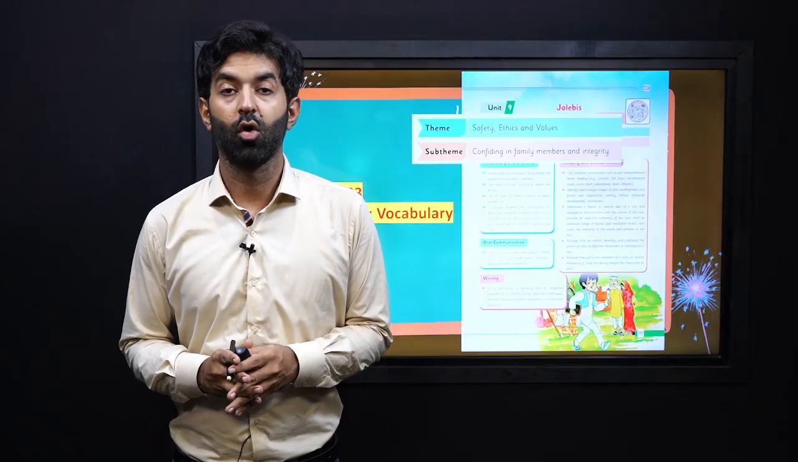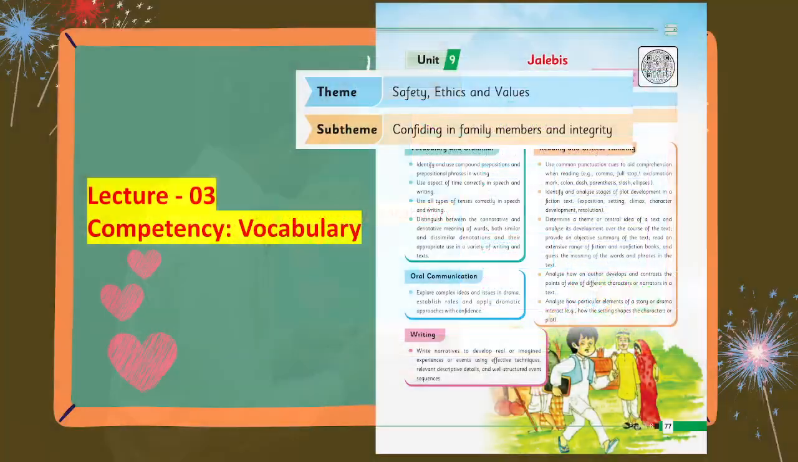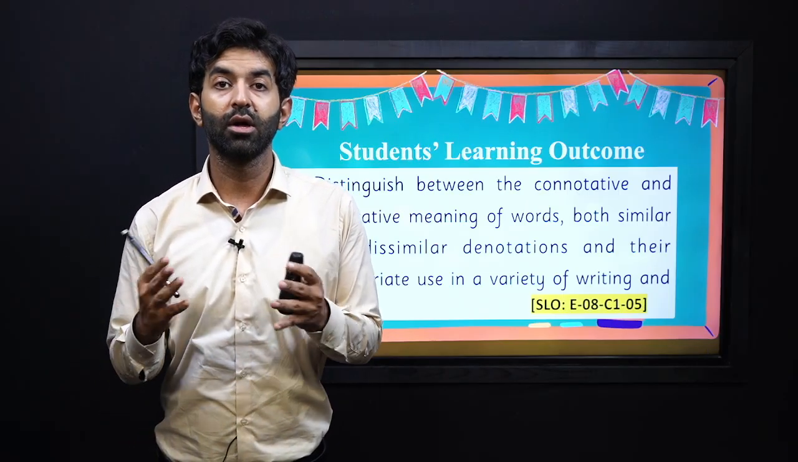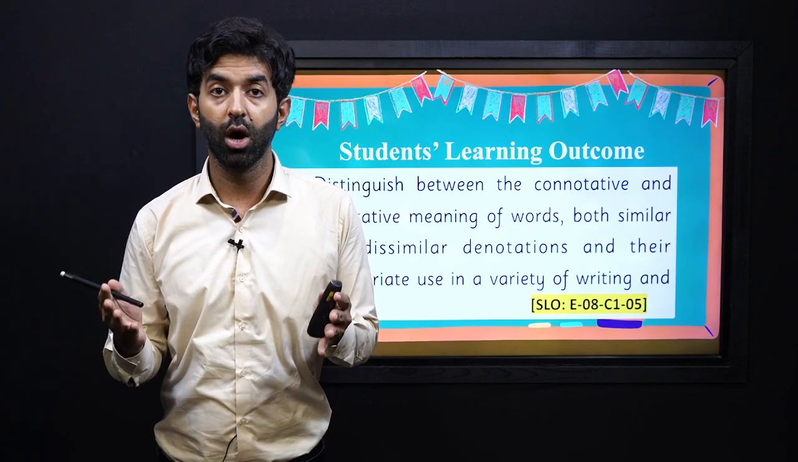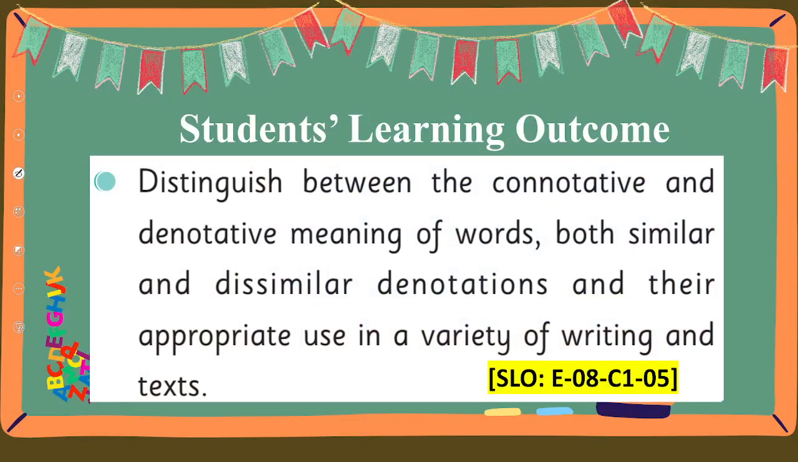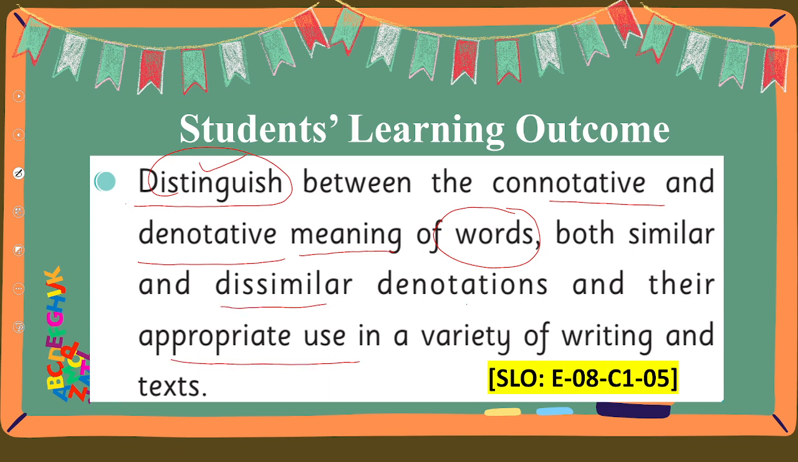Let's begin our lesson of today, where we have to talk about a student's learning outcome of vocabulary. Now we know that when we are talking about vocabulary, we are concerned with words, their meanings and their relevant information. The learning outcome says: distinguish or differentiate between the connotative and denotative meaning of words, both similar and dissimilar denotations and their appropriate use in a variety of writing and texts.